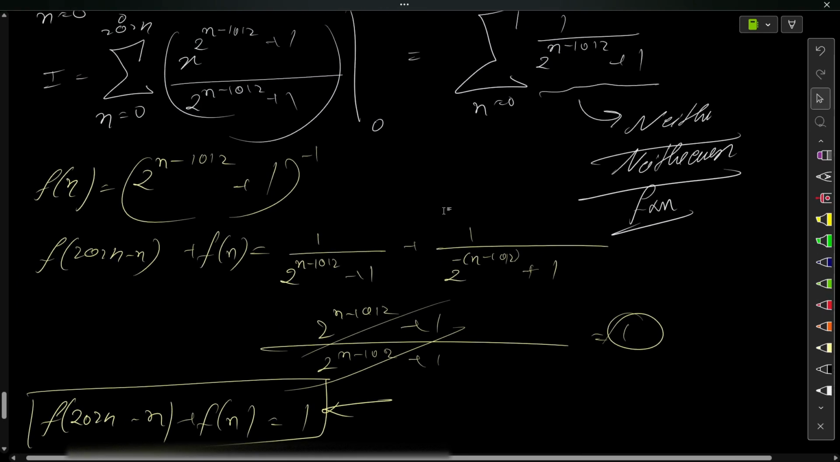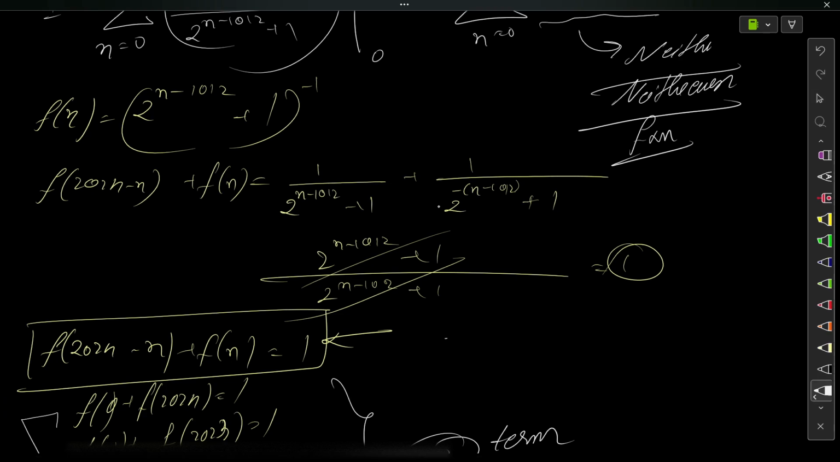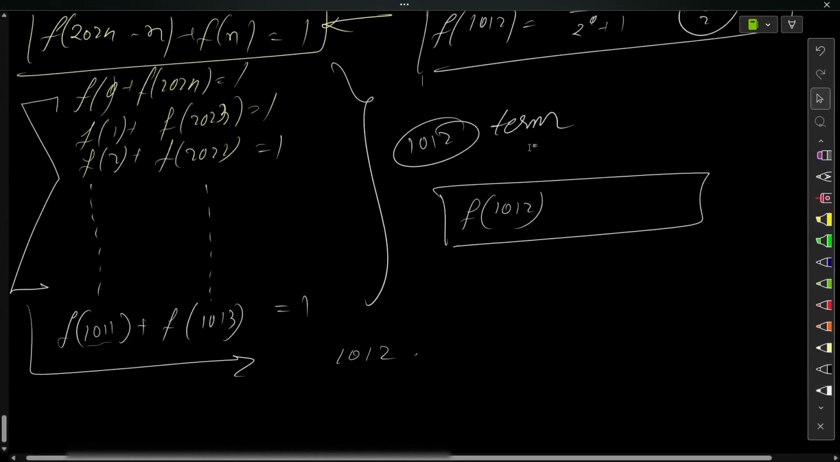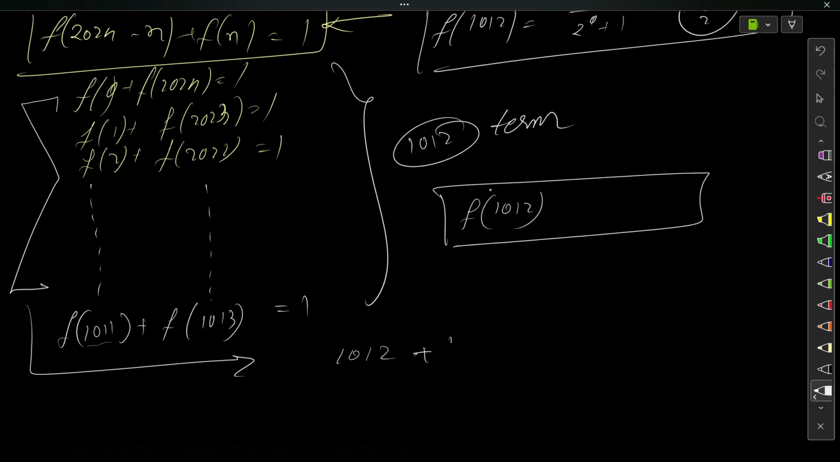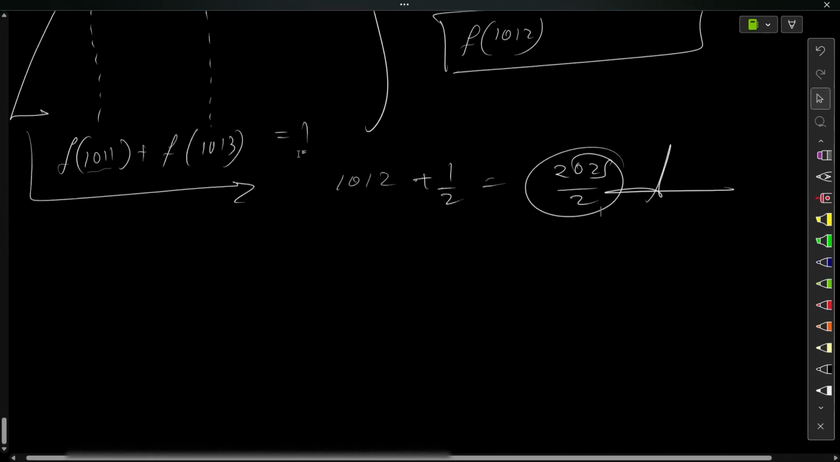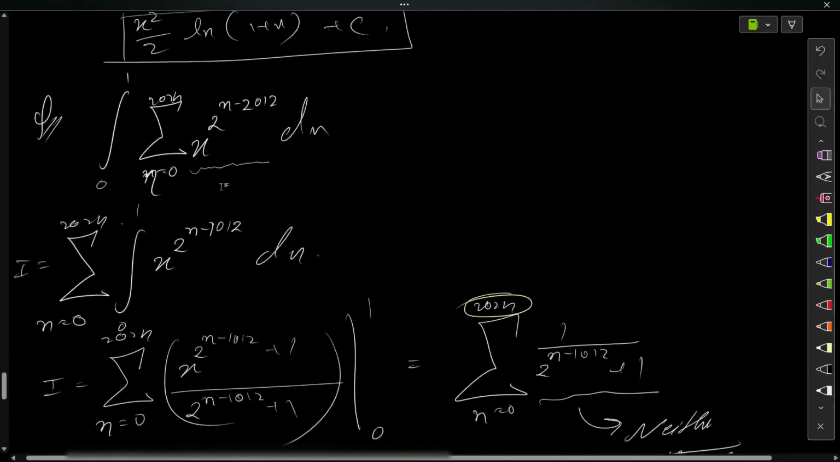Just put it here. After putting it, you are getting f of 1012 as 1 by 2 to the power 0 plus 1, that is half. So plus half, plus half. So this is equivalent to 2025 by 2. Yeah, this is equivalent to 2025 by 2. So here's our answer for this integral.